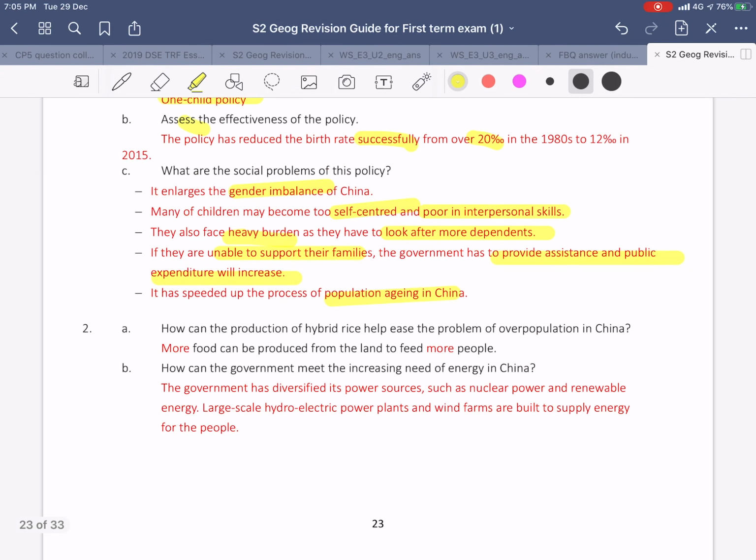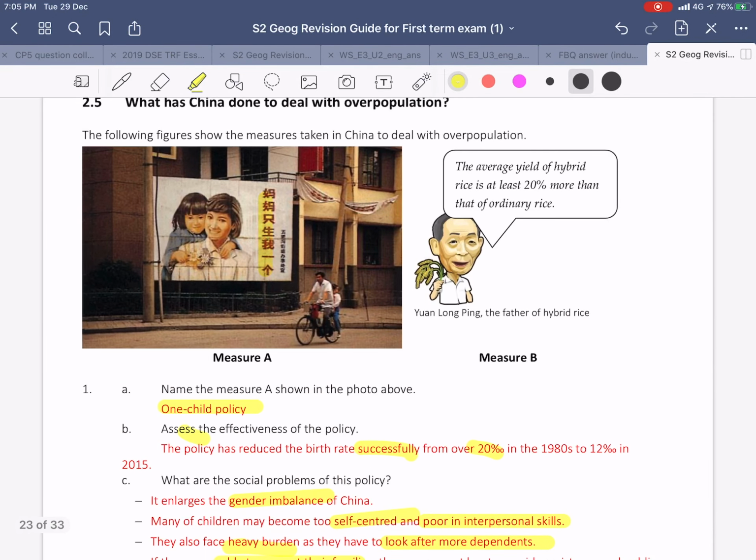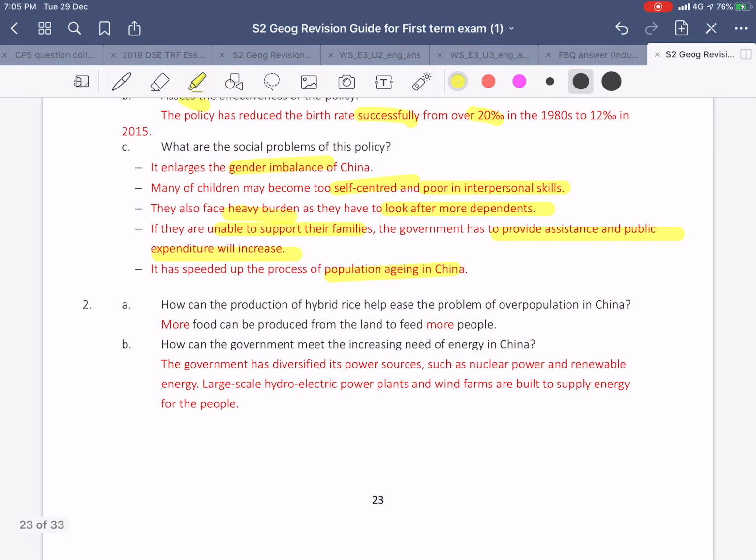Okay, just like here. And then how about hybrid rice? Hybrid rice, as I said before, this one is Yuan Longping, and he is very good at making hybrid rice, 雜交水稻, okay? The hybrid rice is shorter than usual, and it can give rise to a 20% increase in yield. So if we can grow food more effectively, we can feed more people with less land, okay? It's also successful. And then the government can also diversify the power resources, like nuclear power and renewable energy, like hydroelectric power, just like the Three Gorges Dam, as we have talked about in episode 1. Okay, and then it can help to reduce the population problem and the demand for resources.